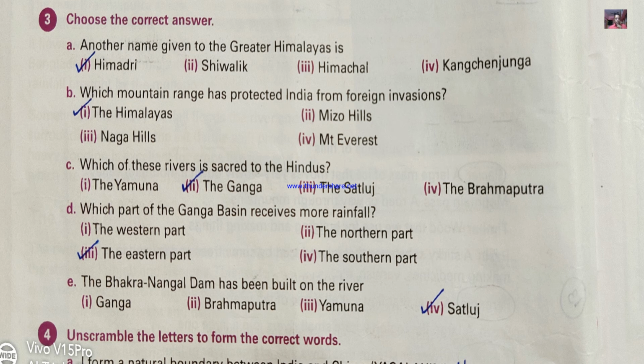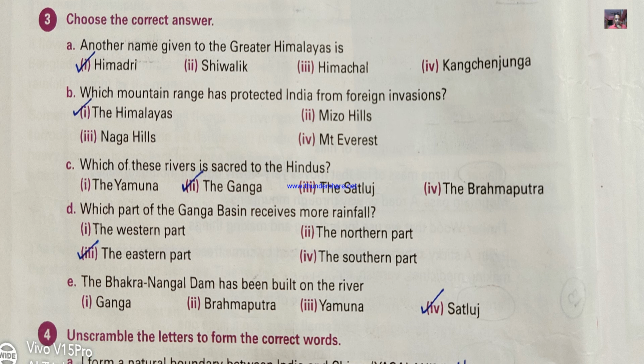Okay, which of these rivers is sacred to the Hindus? Is it Yamuna? No. Is it Satluj? No. Is it Brahmaputra? No. Sacred to the Hindus is the river Ganga. It's also called Mata Ganga or Ganga Mata.